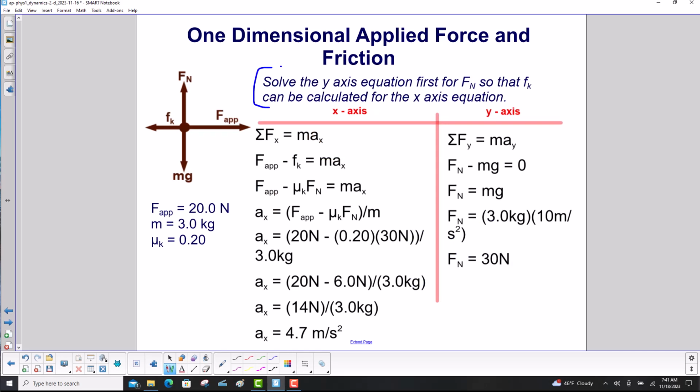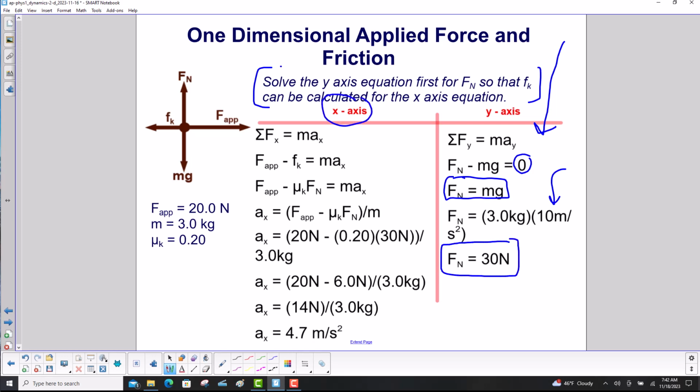Solve the y-axis equation first for the normal force so that the friction force can be calculated for the x-axis equation. So we start over here. Sum of the forces in the y direction is ma, the acceleration in the y direction. Since it's not moving up and down, we set the acceleration equal to 0, so we get the normal force is mg. We substitute in our numbers, and here we'll be using g equal to 10 meters per second squared, makes the math a little easier. And we have a normal force of 30 newtons.